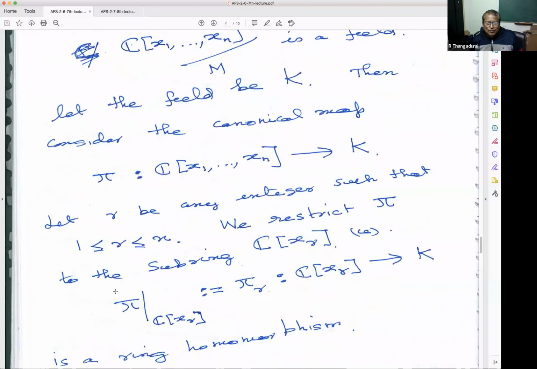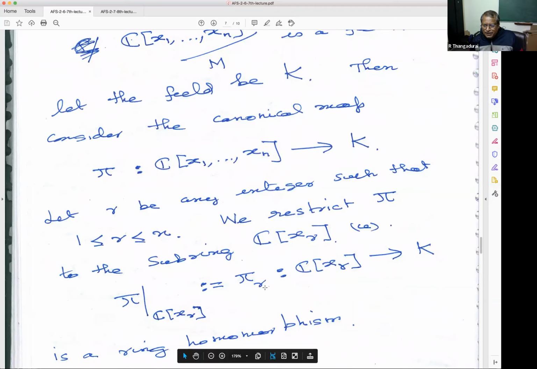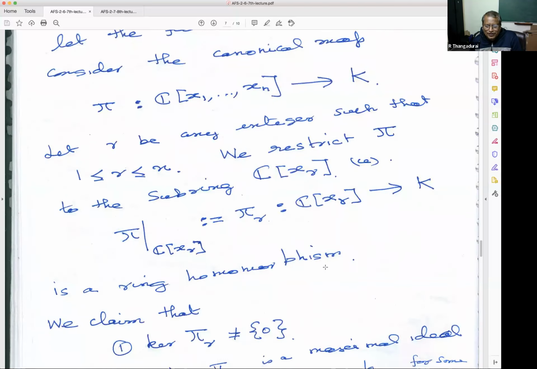So this I am calling pi_r. Pi_r is nothing but the restriction map of pi to the one-variable polynomial ring C[xr] in the variable xr. This map is going from this one-variable polynomial ring to the field K. This is a restriction of a homomorphism to the subring. The restriction of a homomorphism to a subring is again a ring homomorphism. We are just using that.